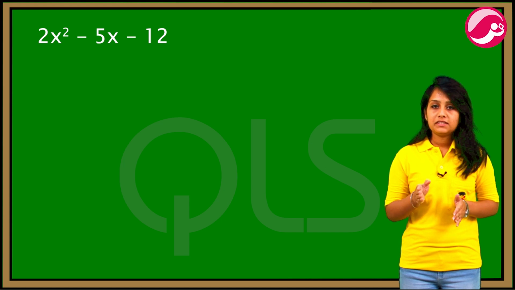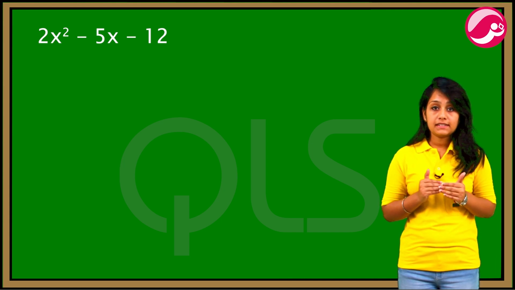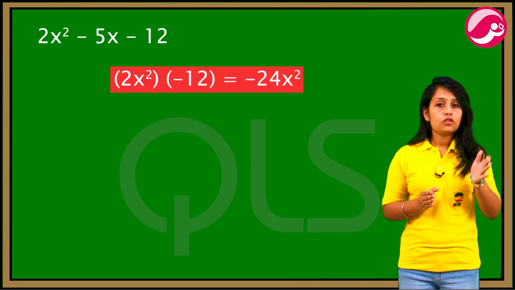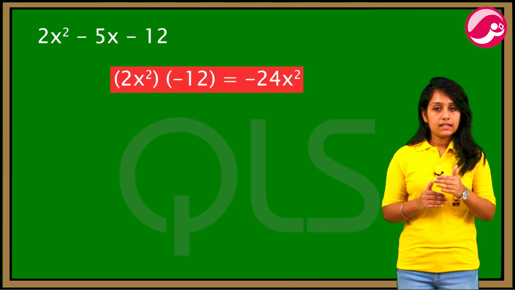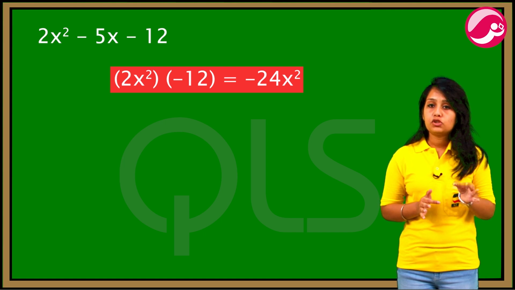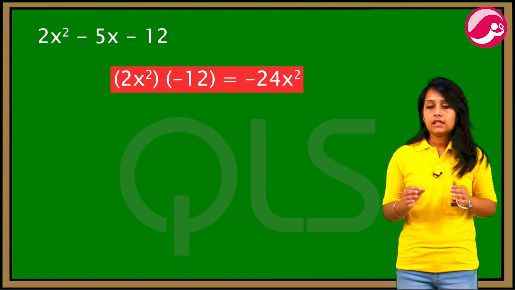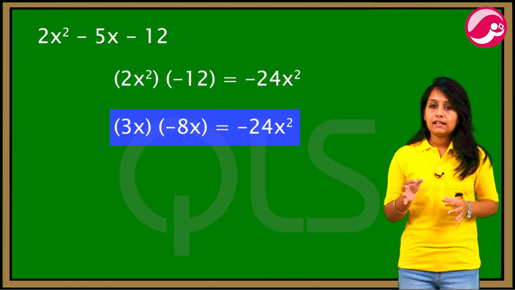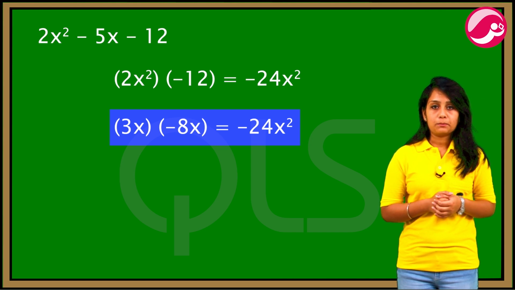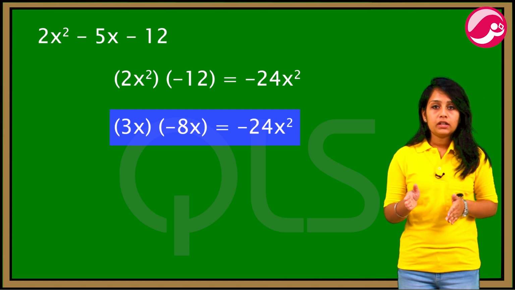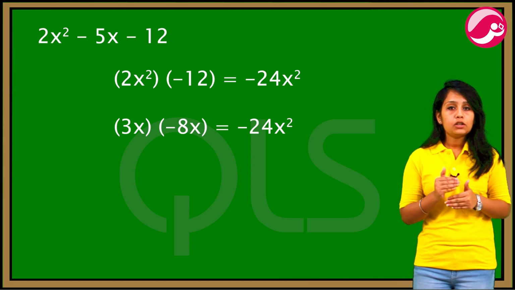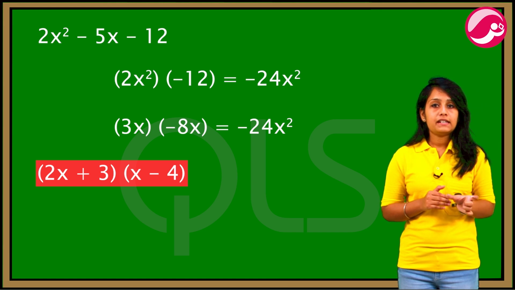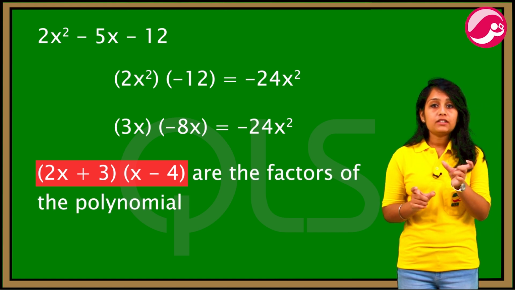You have to take terms that on multiplication give a product that is equal to the product of the first and last term. That is, in this example, the product of 2x square and minus 12 is minus 24x square. That is why we chose 3x and minus 8x to obtain the middle term minus 5x, because the product of 3x and minus 8x is also minus 24x square. So on taking common terms out and rearranging the terms, we get the polynomial equal to 2x plus 3 into x minus 4. Here 2x plus 3 and x minus 4 are the factors of the polynomial.